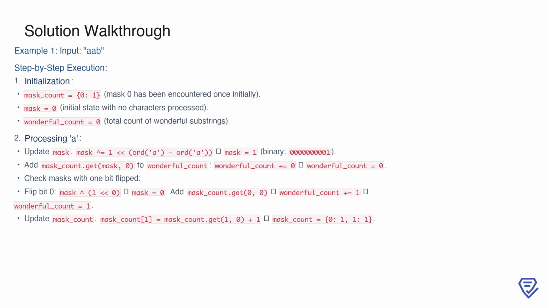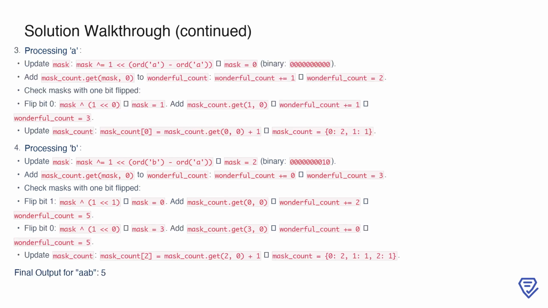However, we also check for masks where exactly 1 bit is flipped, as these represent potentially valid substrings. Flipping the bit back to 0 gives a mask of 0, which has been seen once in mask_count. This contributes 1 to wonderful_count, bringing the total to 1. Finally, we update mask_count to include the new mask of 1, which has now been seen once. The updated mask_count is 0: 1, 1: 1.